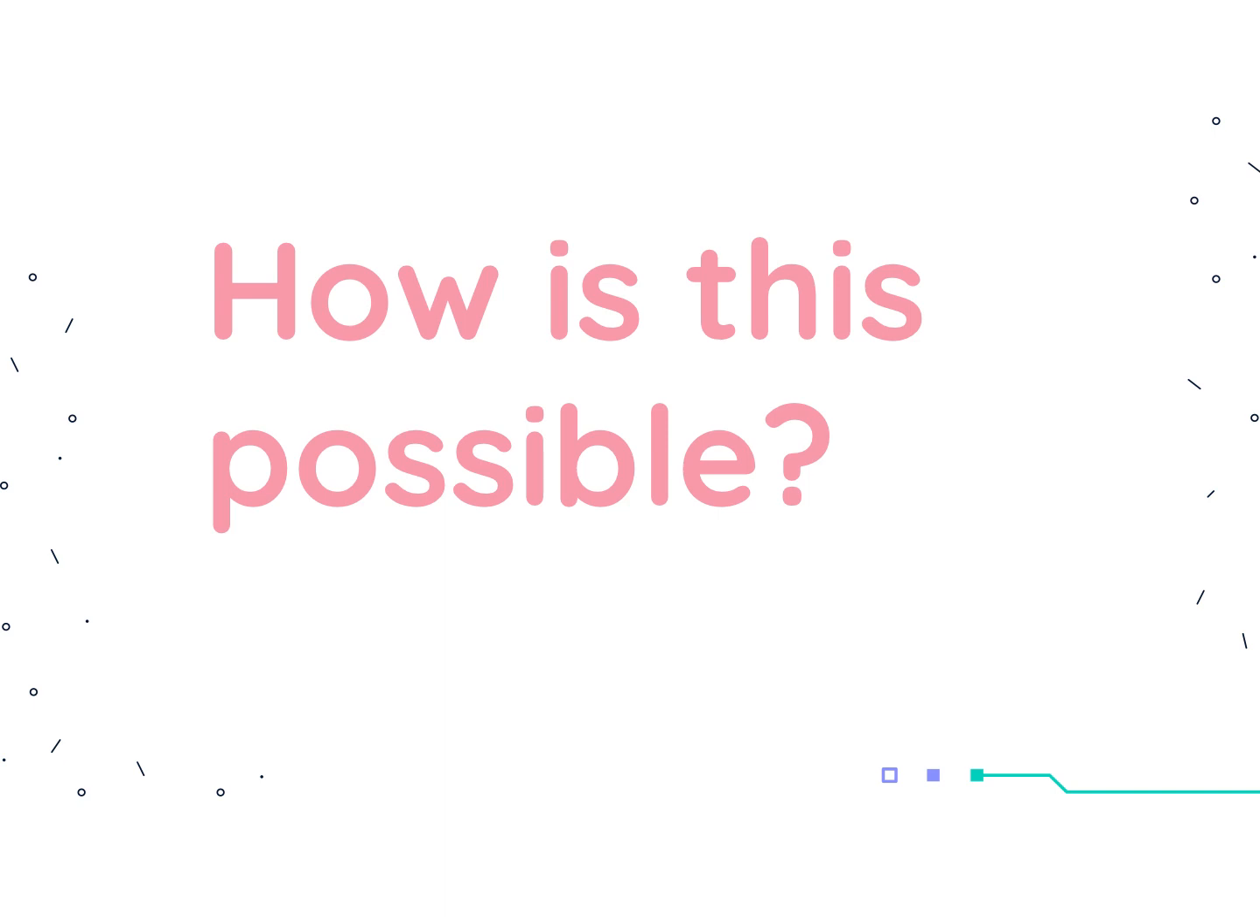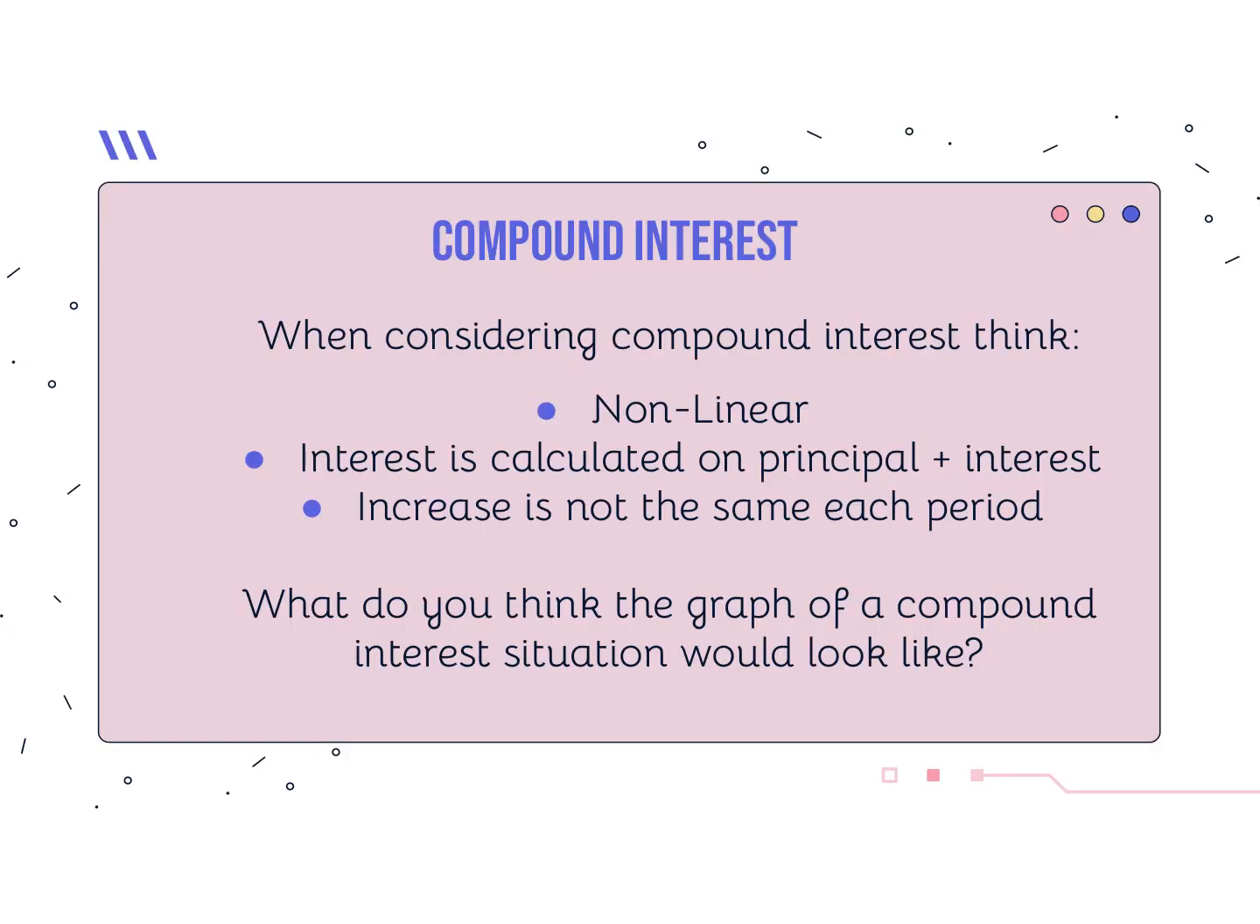Well, we're going to take a little bit of a look at that and really break down the equation and understand it. So when considering compound interest, I want you to think about the fact that it is non-linear. It's exponential. The interest is calculated on the principal plus the interest from the last term. So the increase is not the same each period. It's different.